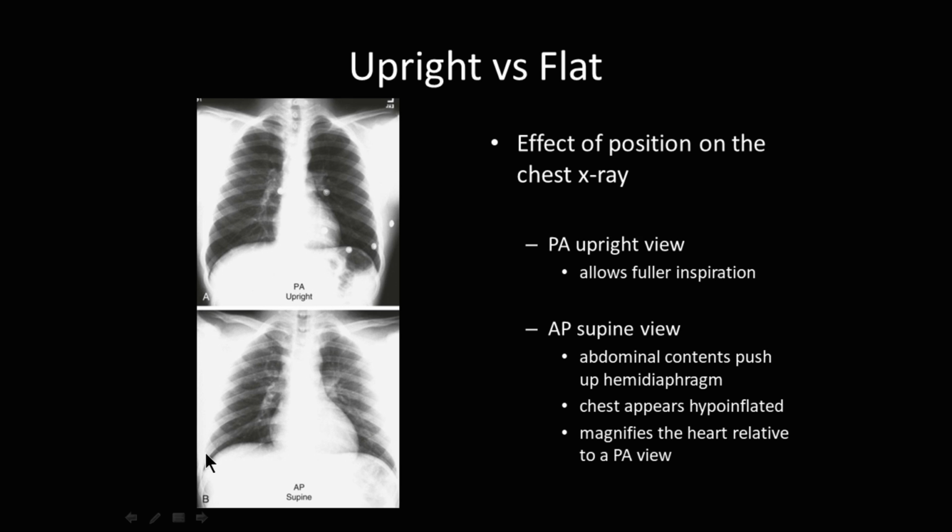And also it ends up with the magnification of the heart relative to the PA. And that has to do with that flashlight effect where you're closer or farther away from the flashlight. When you look at the shadow on the wall, it'll make you look larger, and that's basically how the heart can look larger on a chest X-ray on the AP versus the PA.